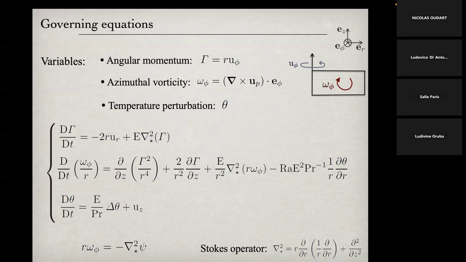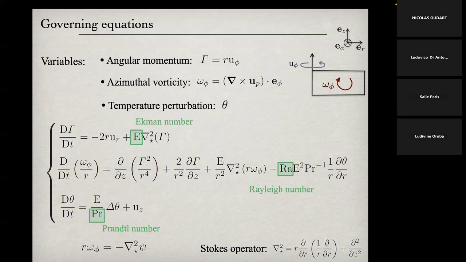These variables obey a system of coupled equations. The first two equations are derived from the Navier-Stokes equation in the Boussinesq approximation. And the third equation here is just an advection diffusion equation for the temperature perturbation.